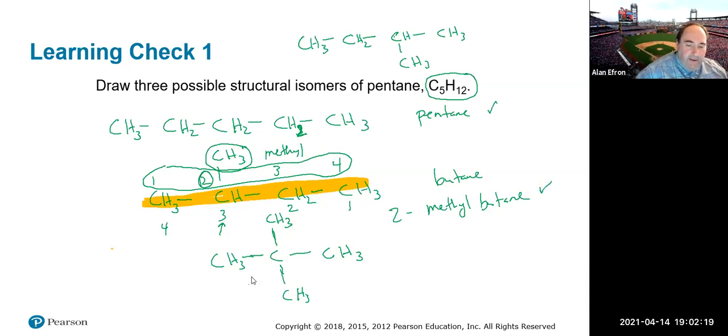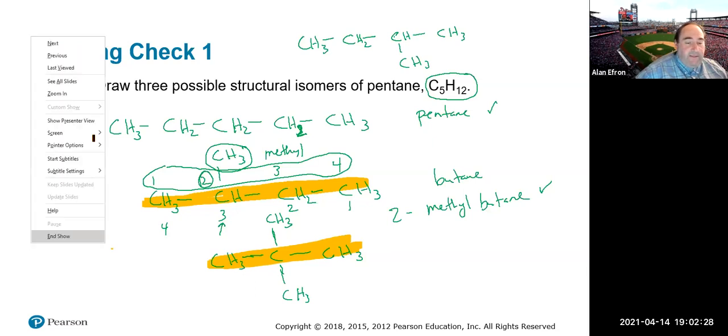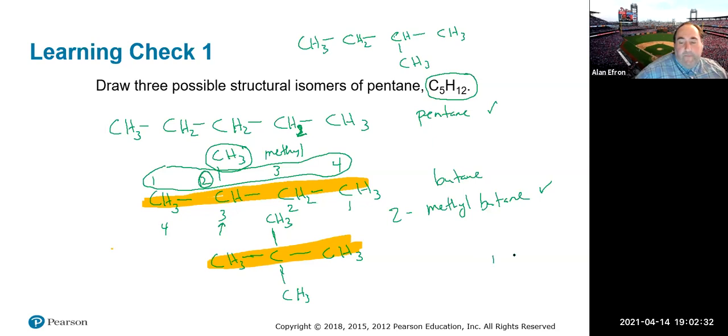If I come here to my bottom guy, there's a few different ways I could get there, but I'll just go straight. Straight across is 3 carbons. Now 3 carbons is the base of my name. 3 carbons is propane. I now have one group attached here, which is a methyl group. I have one group attached here, which is a methyl group. That is 2 methyl groups in the same molecule.